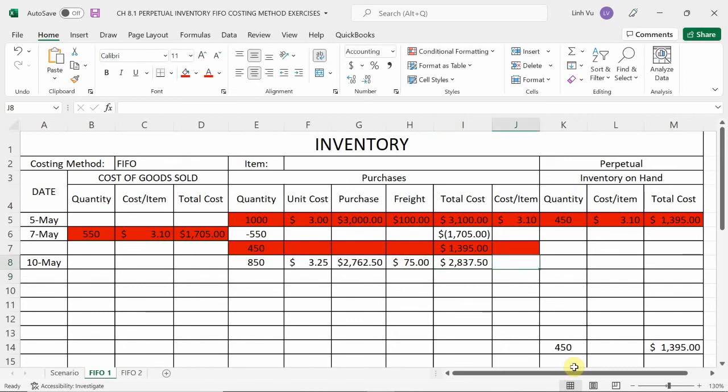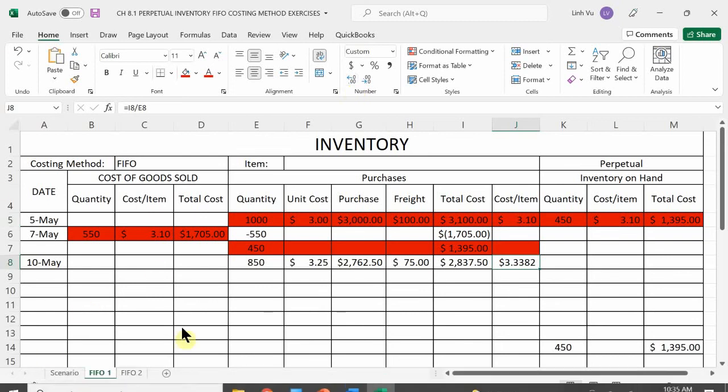And because this is FIFO, I need to make an association with this batch of inventory. So in this case, I need to figure out what my cost per item is for this batch. $3.34. Now in this case, is this true? This actually might not be. So in this case, it's 3.3382. This is an unrounded number.